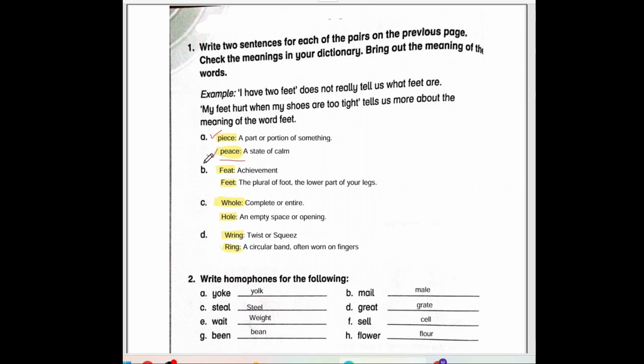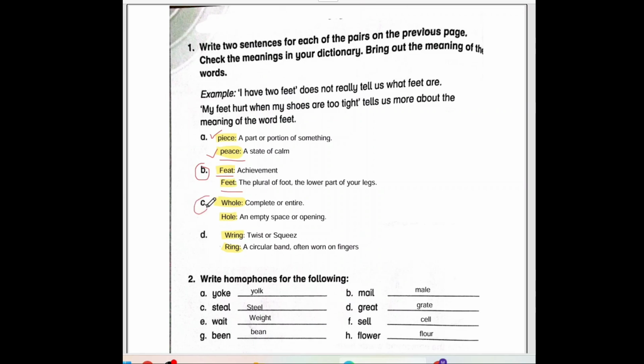So the second homophone is feat. The F-E-A-T, feat means achievement. He got a feat in his class. And feet, this is basically the plural of foot, the lower part of your legs, as you know. My feet are hurting because of my shoes, because my shoes are not comfortable.